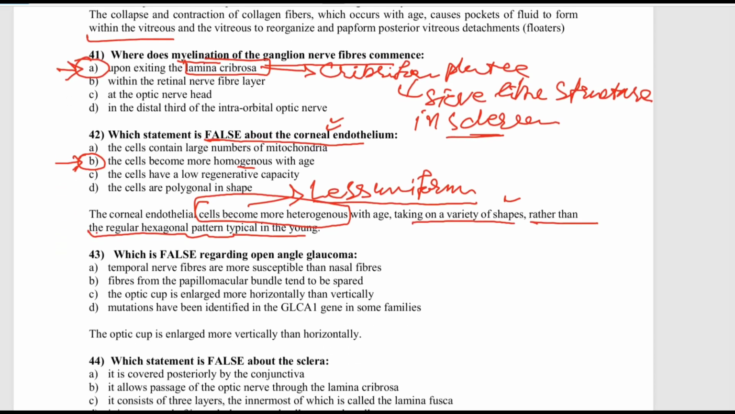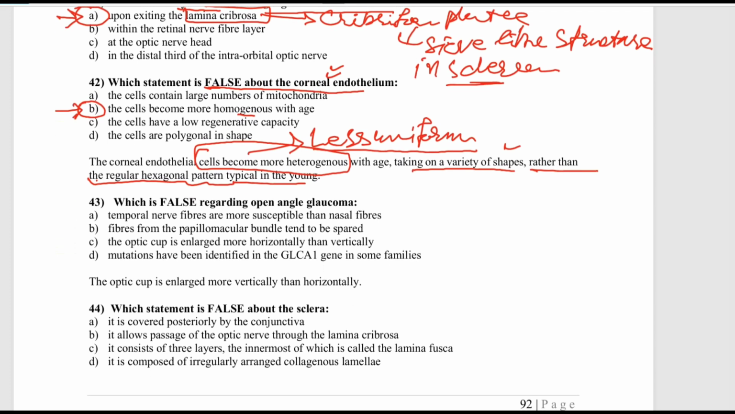Next question is, which of the following statements regarding open angle glaucoma is false? The options are: temporal nerve fibers are more susceptible to damage than the nasal fibers; fibers from the papillomacular bundle tend to be spared; the optic cup is enlarged more horizontally than vertically; mutations have been identified in the GLC1A gene in some families. So we have to choose the false statement regarding open angle glaucoma.